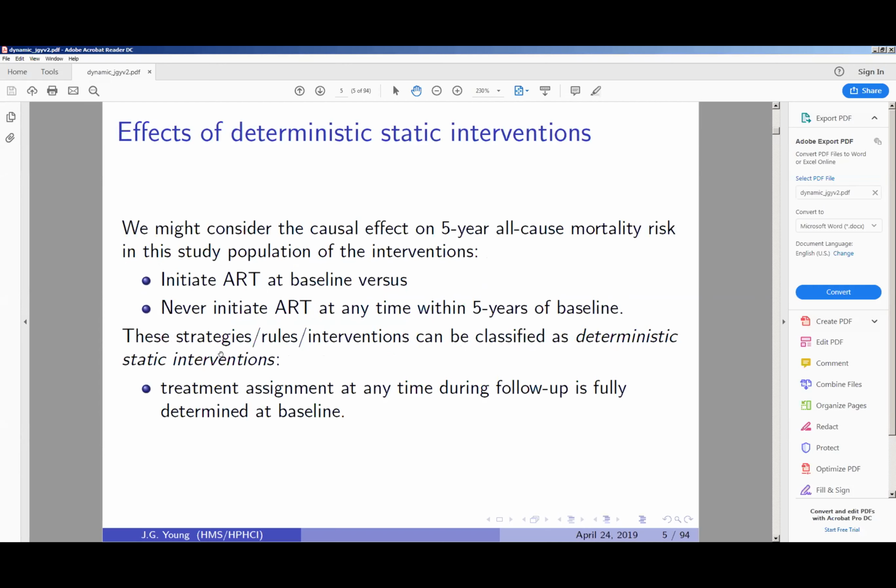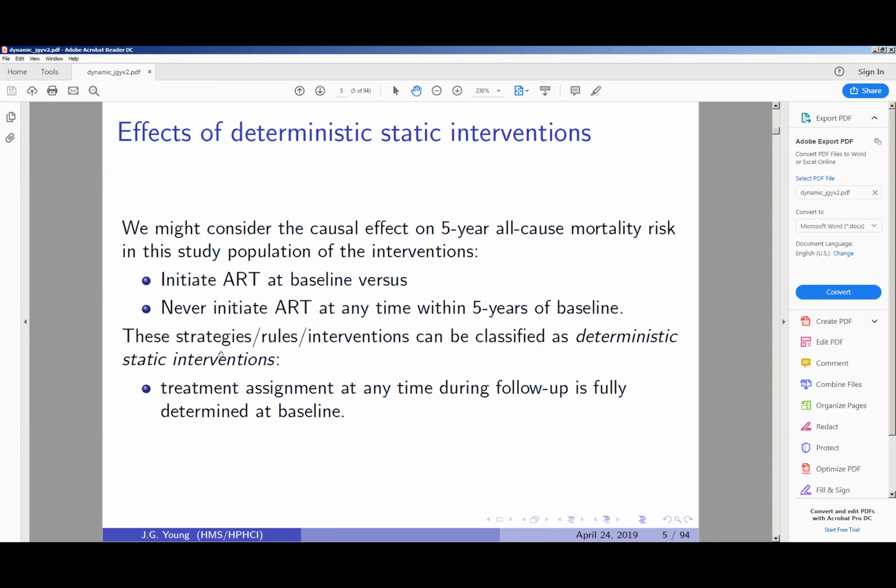So we can start with one example. We might consider the causal effects on 5-year all-cause mortality risk in this treatment-naive study population of, say, the interventions: initiate ART at baseline, let's say the first time you encounter the patient, versus never initiate ART at any time, say, during the next 5 years.